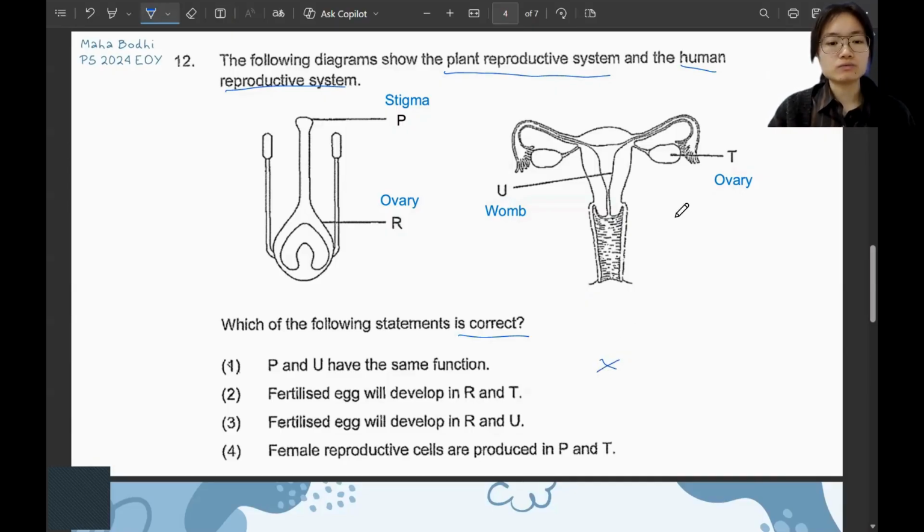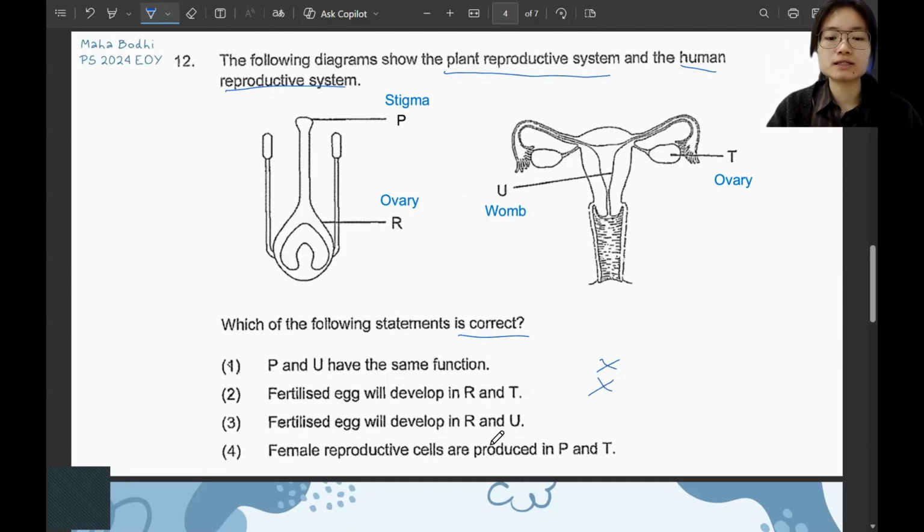The next one, statement two: fertilized egg will develop in R and T. R is the ovary, and the fertilized ovule does develop in the ovary. But how about T? T is the ovary for the human reproductive system. Does the egg develop here? No, right? It develops in the womb. So this is wrong as well.